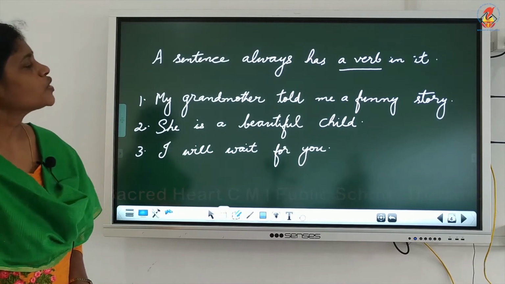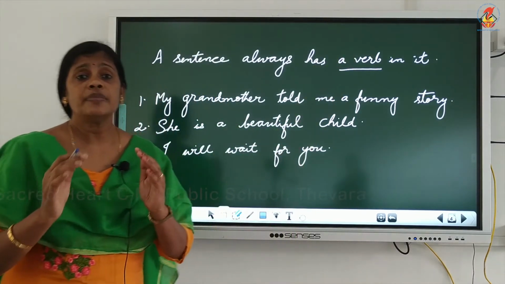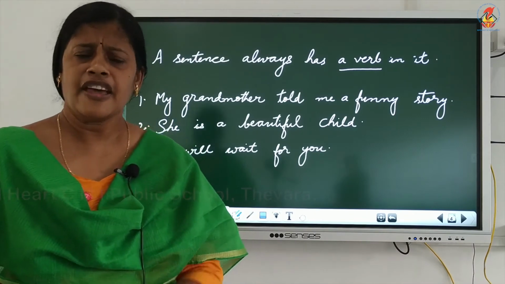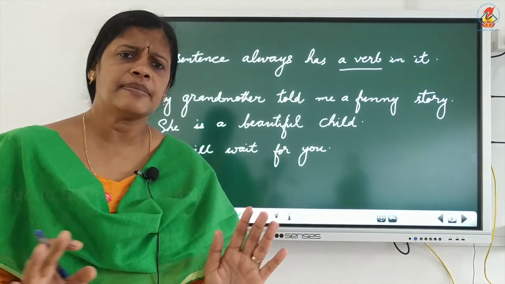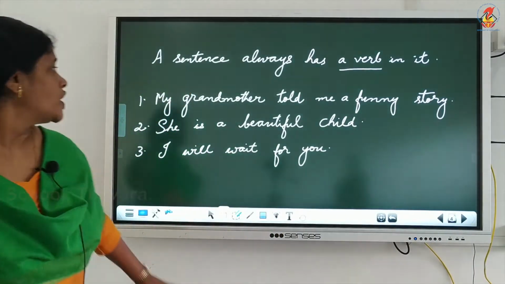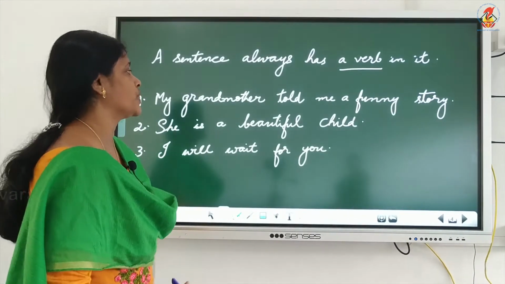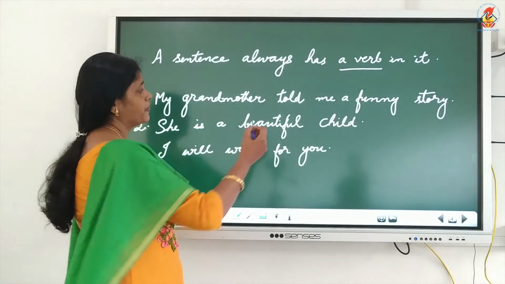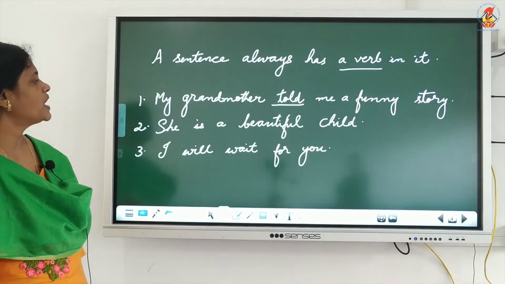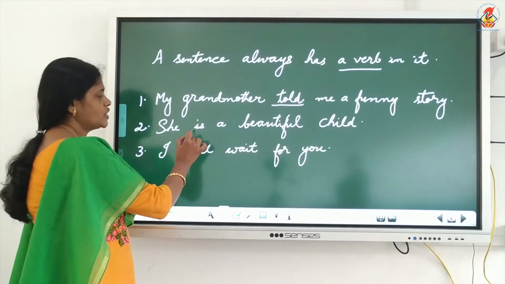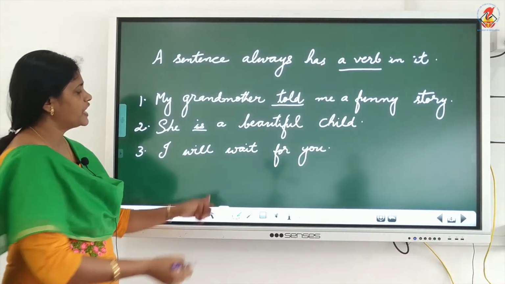Now, the next one, a sentence always has a verb in it. You can say the verb is the heart of a sentence. Every sentence should have a verb. Any sentence without a verb is incomplete. It's not a sentence. For example, if I say, my grandmother told me a funny story. Can you tell me which is the verb here? Told. Okay. The next one, she is a beautiful child. Which is the verb here? Is.